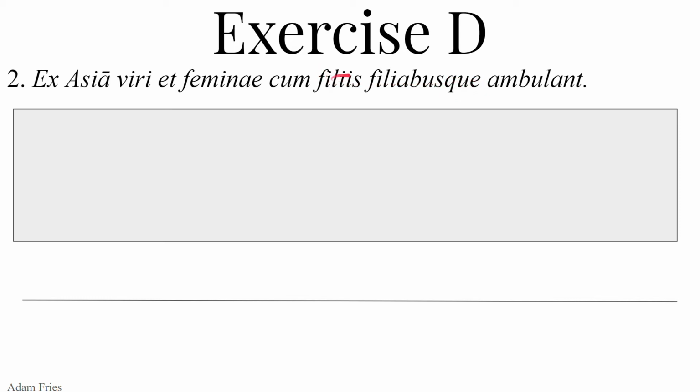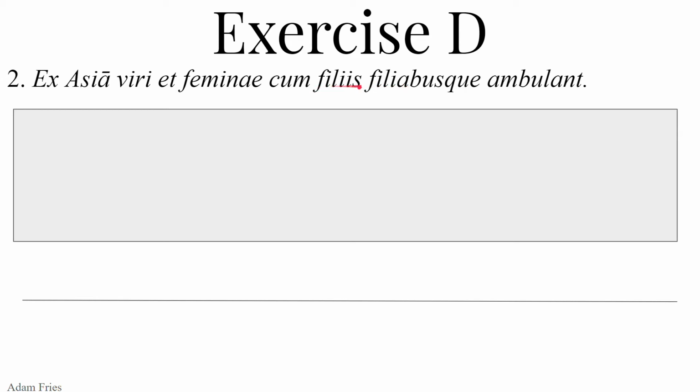So filiis, here's noun X. Filiabus, here's noun Y. This is the ablative plural of filia. Remember that filia has a dative and ablative plural different from normal first declensions because it has the same stem as its sort of brother noun, filius, son.